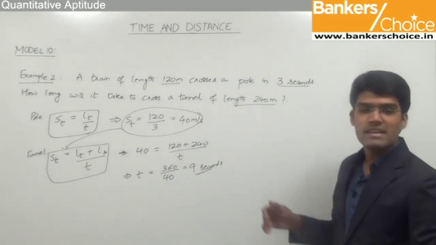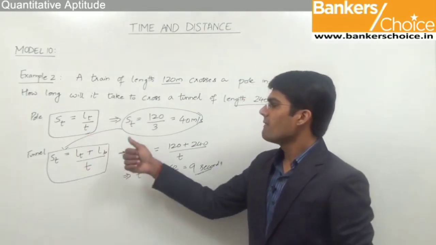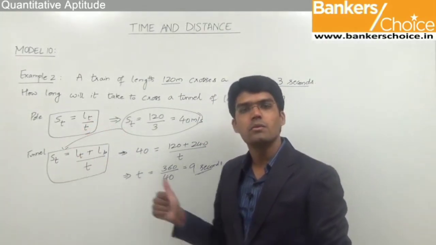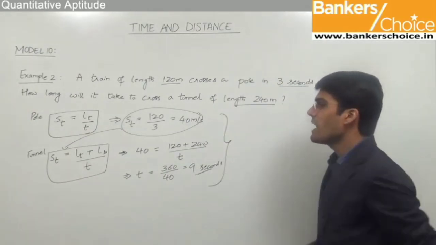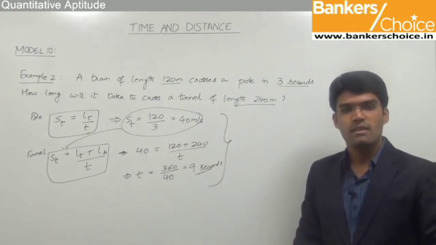So friends, this is the traditional method of solving the problem, where we are using both the equations, finding out the speed of the train from the first equation and substituting that in the second equation to find out the required answer. But then if you try to be smart, the same question can be answered without writing all these steps.